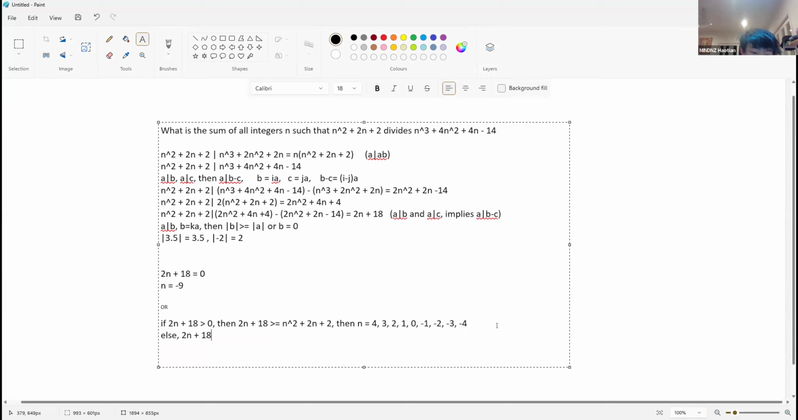Otherwise, 2n plus 18 is negative, which then means negative of 2n plus 18 is bigger than or equal to n squared plus 2, which then means 0 is bigger than or equal to n squared plus 4n plus 20, which is equal to n plus 2 squared plus 16. This doesn't work because this is always positive, so it can't be less than or equal to 0. So we just gotta try this.